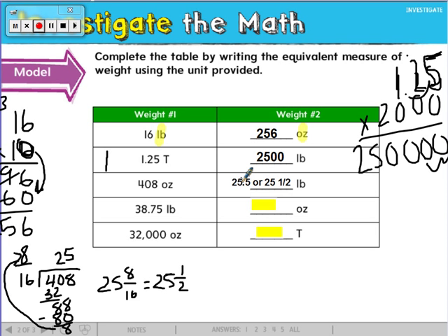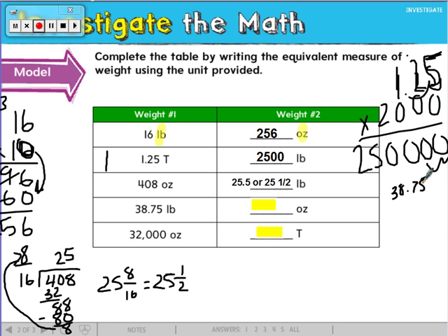Okay. Next one, we have 38.75 pounds, and we're going to convert this to ounces. So I'm going from pounds to ounces. So I'm going to go big to small or small to big? Big to small. Which means I multiply.